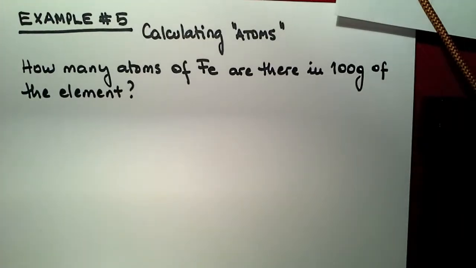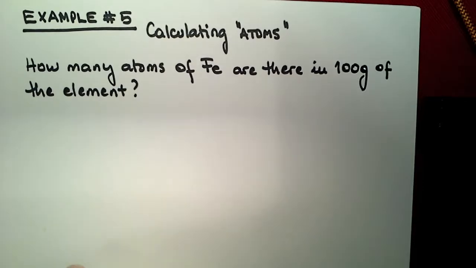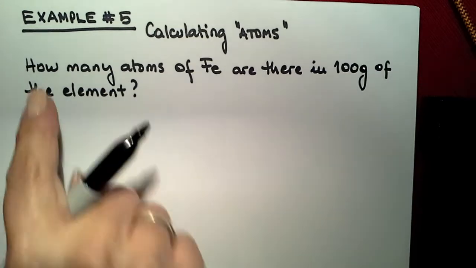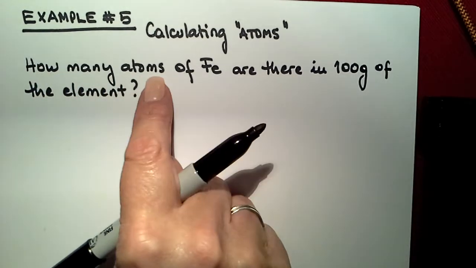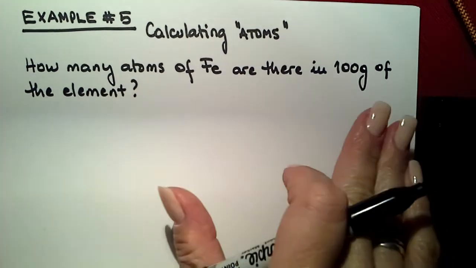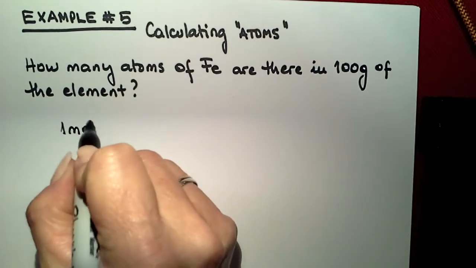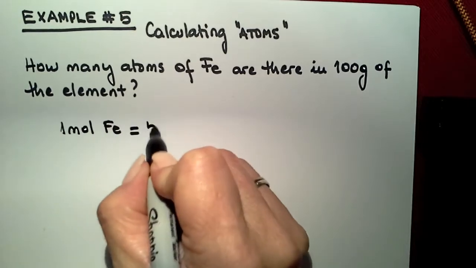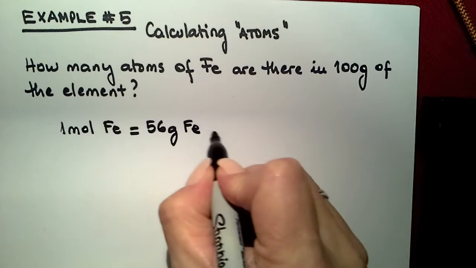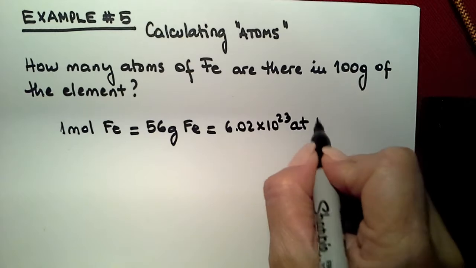In this fifth example, I need to include the calculation of atoms, because sometimes we always calculate molecules and forget that the same relationship can be used for atoms. So in this case it says how many atoms of iron are present in 100 grams of the element. The first thing that we are going to do always is the same relationship, but in this case for atoms. 1 mole of iron atoms is equal to 56 grams of iron, and it's going to have 6.02 times 10 to the 23rd atoms of iron.